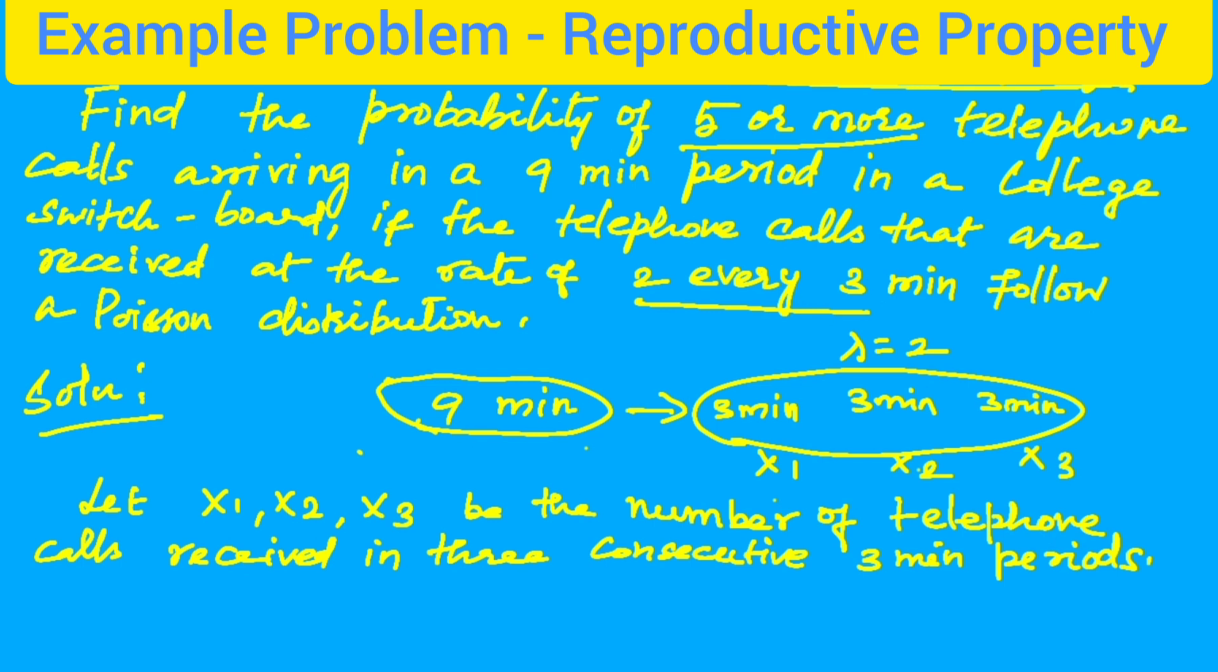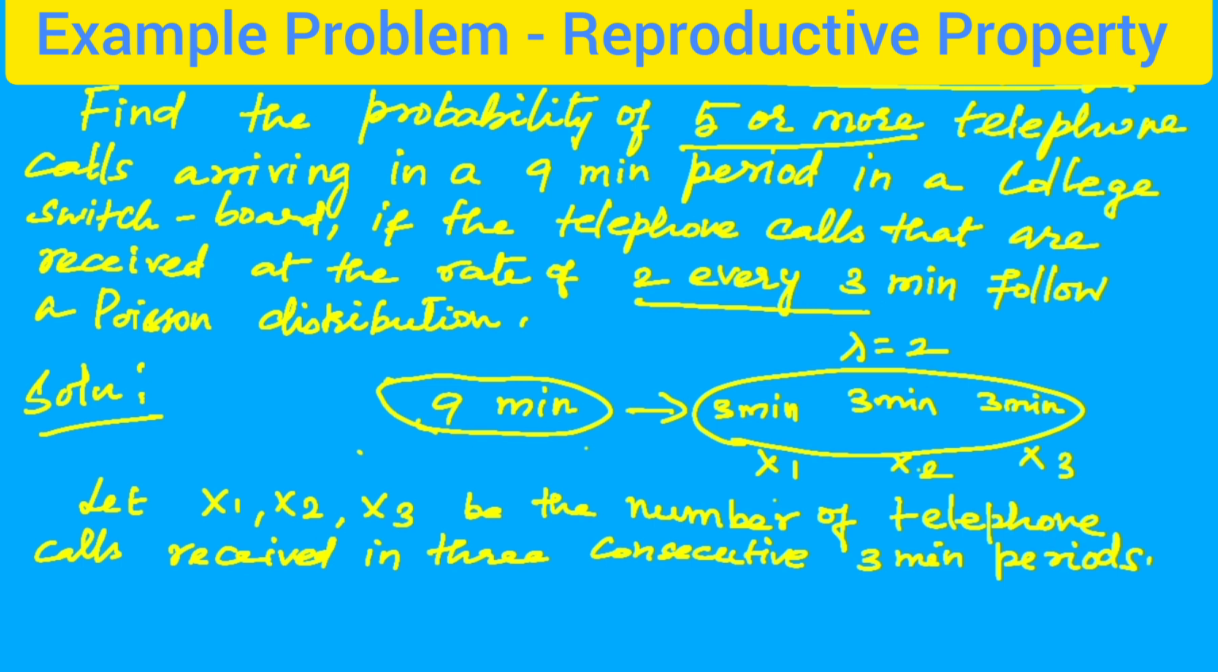The problem is: find the probability of 5 or more telephone calls arriving in a 9-minute period in a college switchboard, if the telephone calls that are received at the rate of 2 every 3 minutes follow a Poisson distribution. The given data is related to the number of telephone calls arrived in 3 minutes. Rate of 2 means lambda is 2.